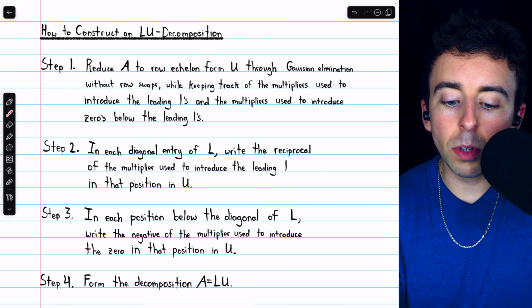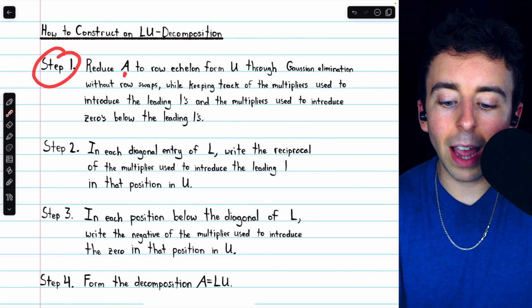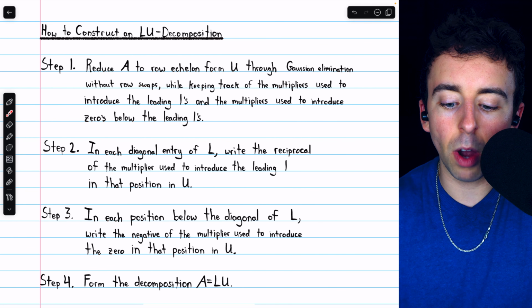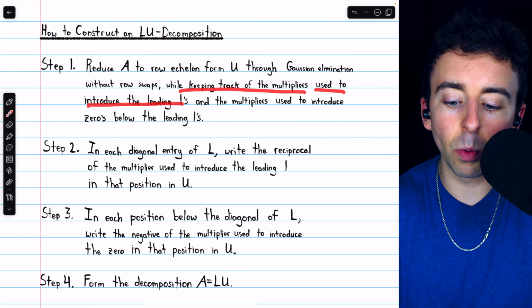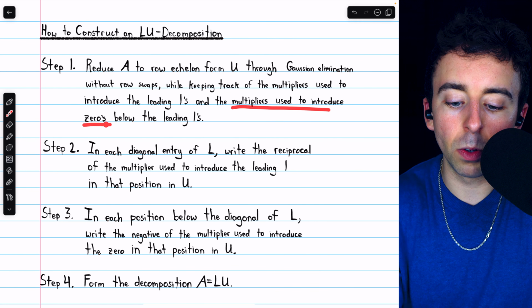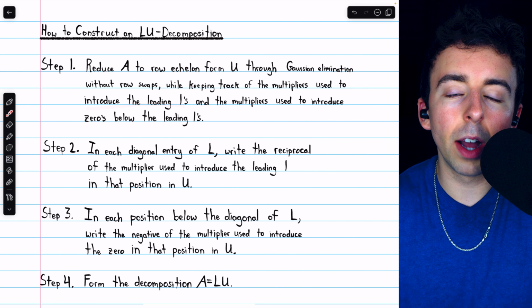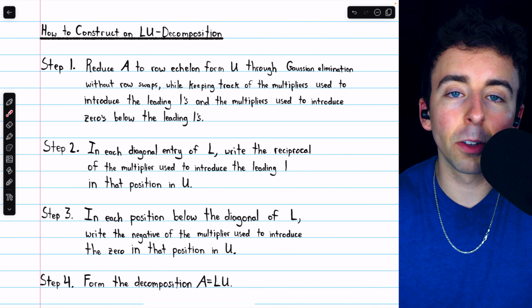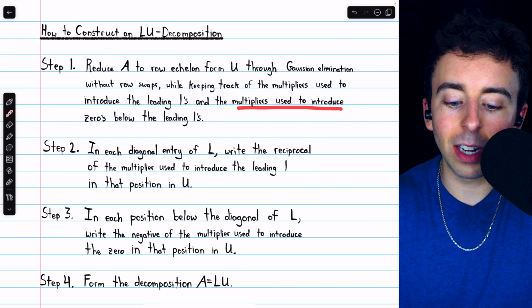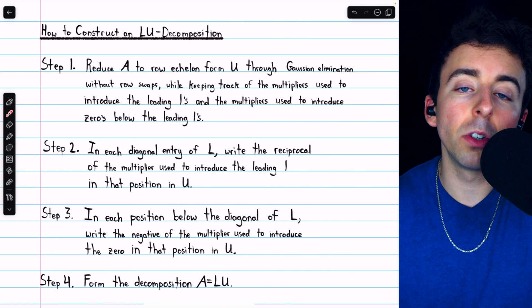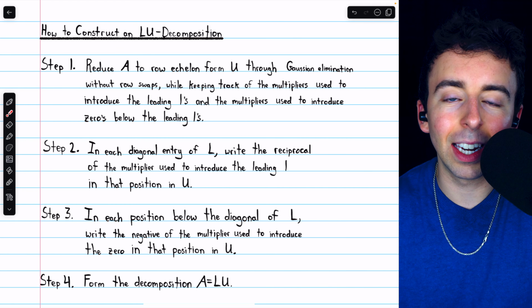formality. To construct an LU decomposition, first, we reduce A to row echelon form U through Gaussian elimination without using any row swaps, and we have to keep track of the multipliers that are used to introduce the leading ones, and the multipliers used to introduce zeros below the leading ones. The multipliers that are used to introduce leading ones are just multiplying rows by scalars. That's when we would put reciprocals in L. And the multipliers used to introduce zeros below the leading ones come from adding multiples of one row to another. That's when we would use negatives in L.